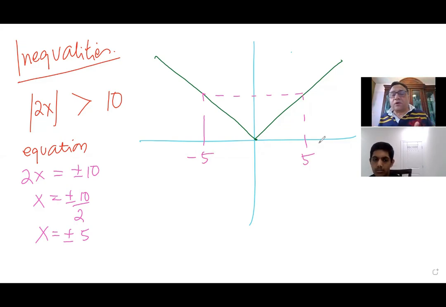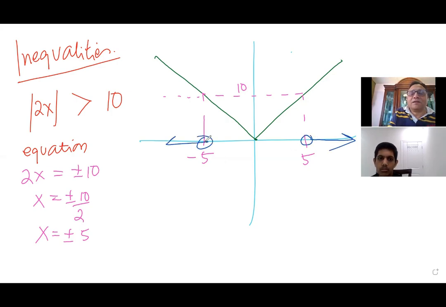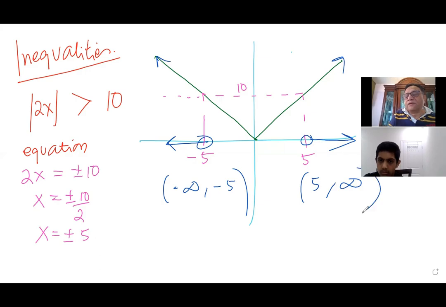What am I looking for? I'm looking for this absolute function to be greater than this value, which is 10. Greater than this value clearly indicates that I have to move away from the middle portion, right? Does it make sense? You see this portion is greater than 5. And so we have one solution as minus infinity to minus 5, both not included, and from 5 to infinity.